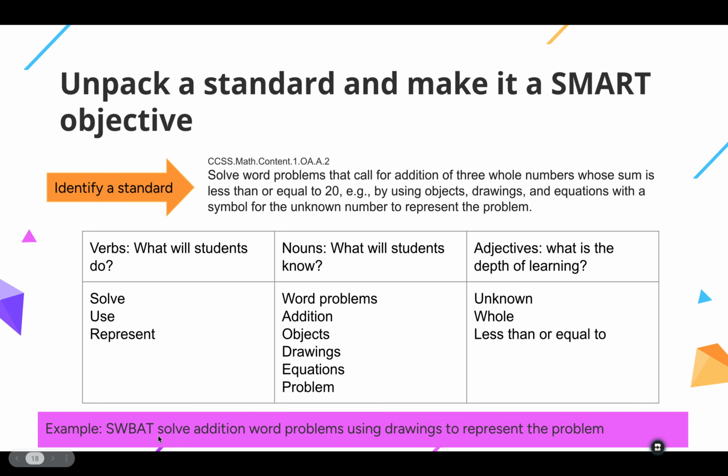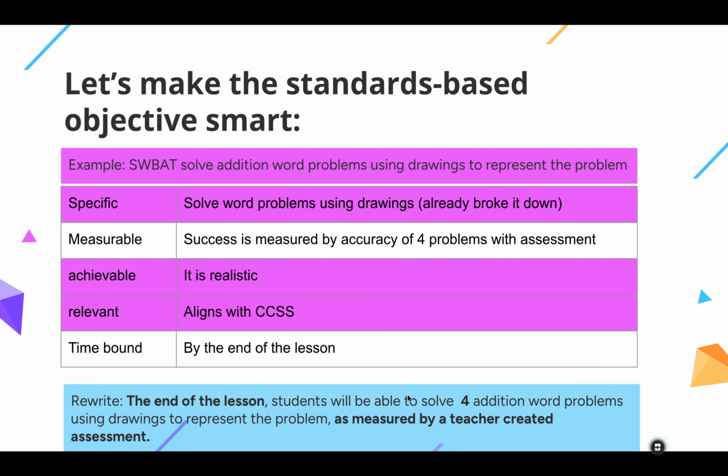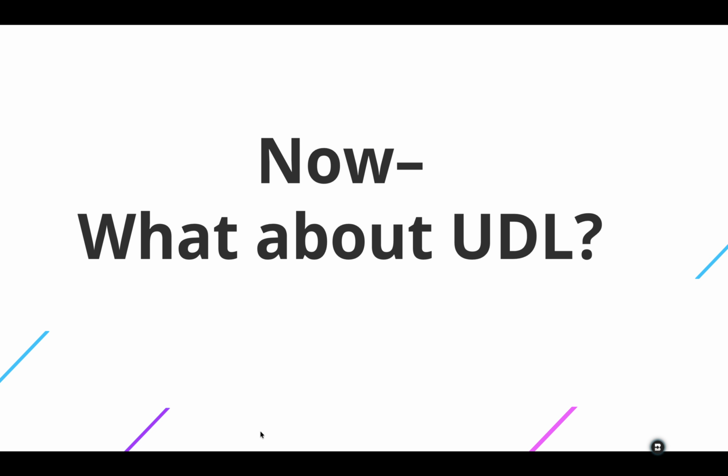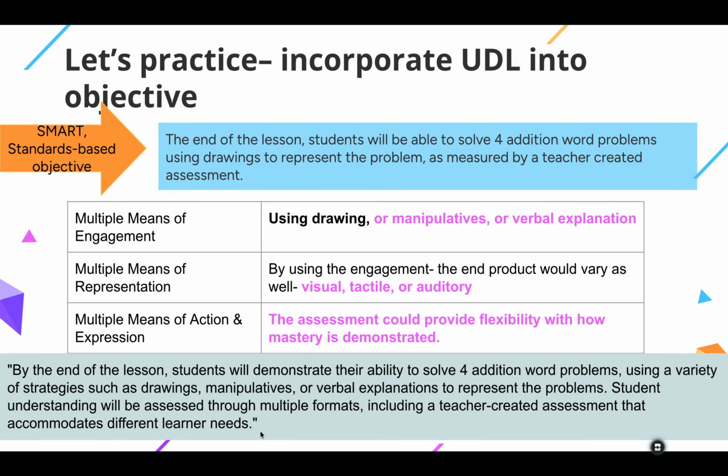So now, here was my previous objective from unpacking the standard. I put it through the SMART process, and then I rewrote it, and now, yes, it is SMART. But what about UDL? So now I need my multiple means of engagement, representation, and action and expression. So I took my new SMART objective and I included UDL. And now here is my final objective that includes UDL. You can see it's SMART, but then I also have my multiple means of engagement, expression, and representation. So this is how we write good objectives that support our students.